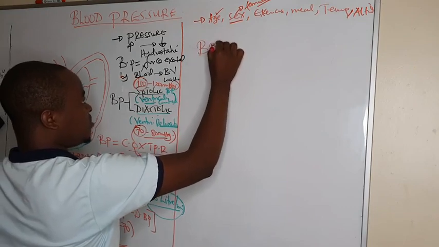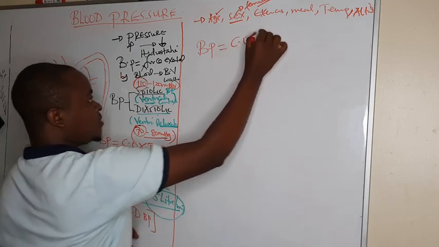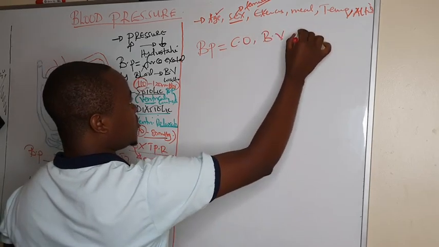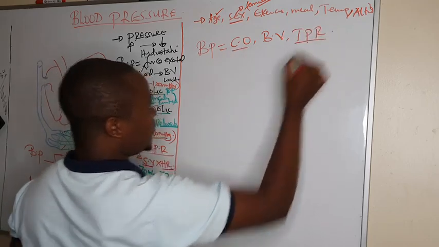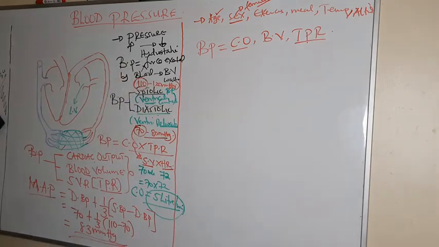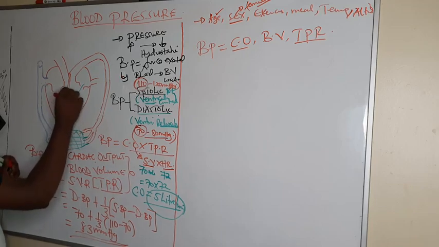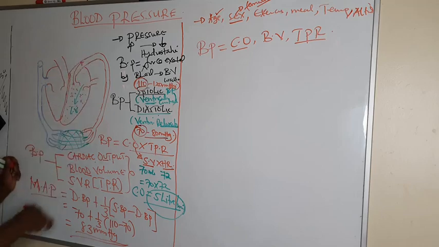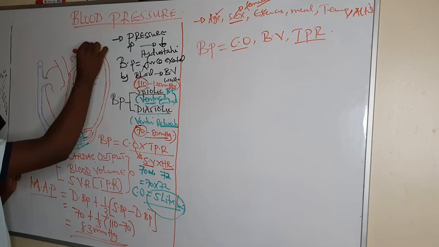Blood pressure is affected by cardiac output, together with blood volume, together with total peripheral resistance. So we're going to see how these are affected within the body. As blood is pumped, because in the left ventricle we have oxygenated blood, this oxygenated blood is ejected. And per beat we have said that the stroke volume is equal to 70 mL per beat.